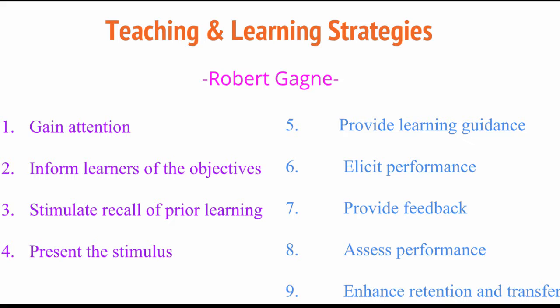Number 4, to present the stimulus, the teacher will present articles each day to the students. To provide learning guidance, the teacher will work in leveled groups each day with students. Number 6, to elicit performance, and 7, provide feedback, and 8, assess performance. They will all be accomplished using the Flipgrid platform. And finally, the teacher will enhance retention and transfer through whole class discussion and a review game from Kahoot.